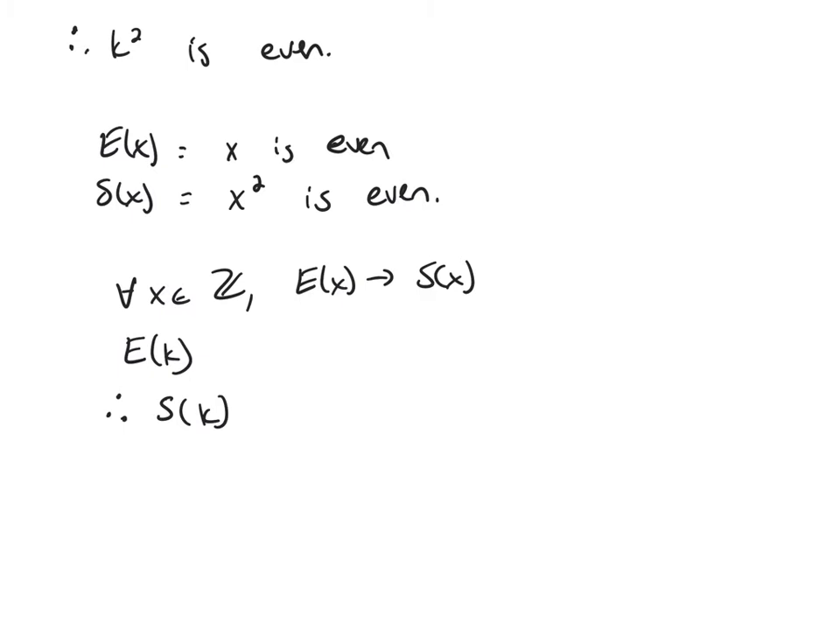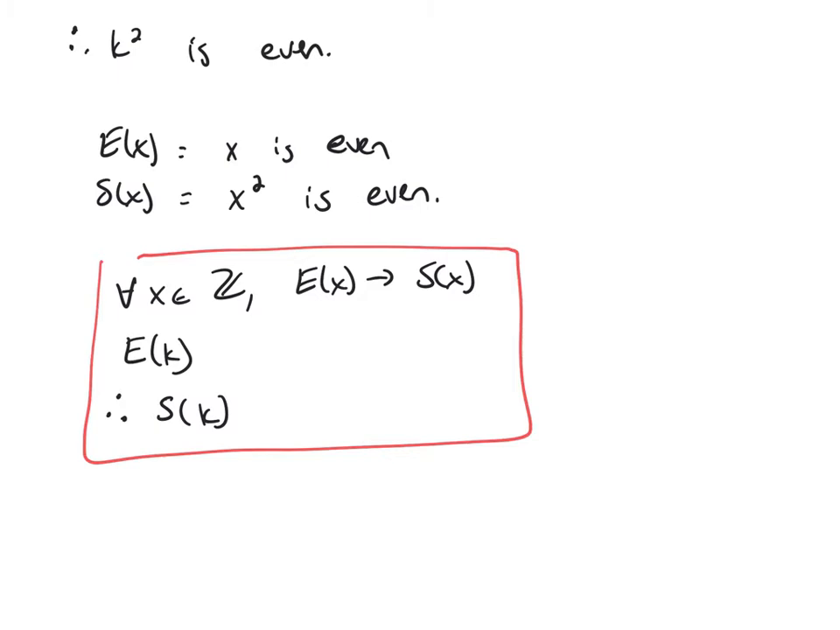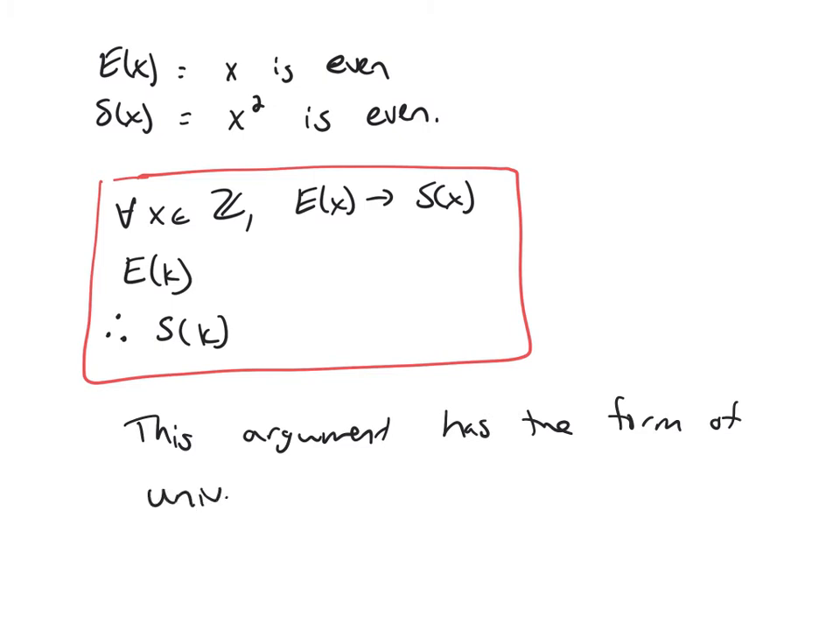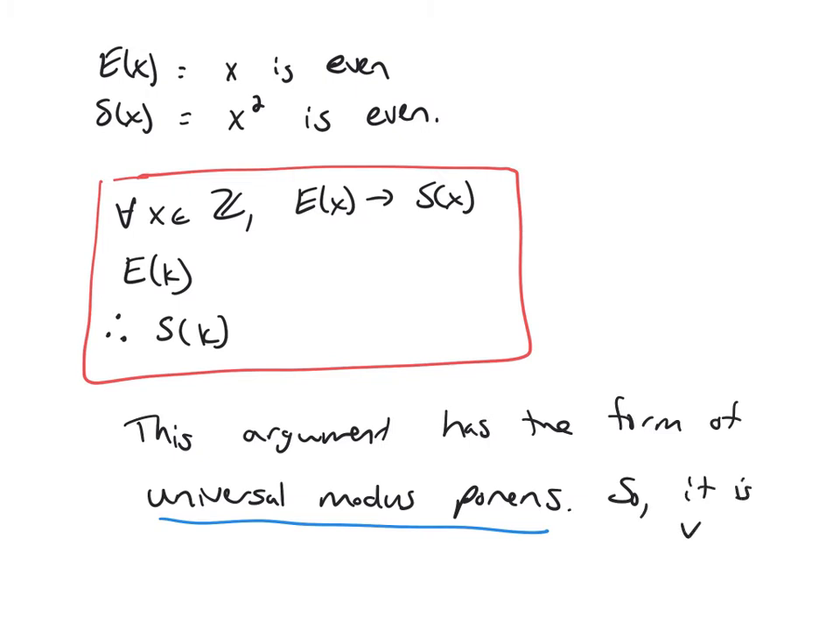So we've rewritten the argument using quantifiers, variables, and predicate symbols. Now we can identify, if we look, this matches up with universal modus ponens. That's going to tell us that this argument is valid. This argument has the form of universal modus ponens, so I can conclude it is valid.